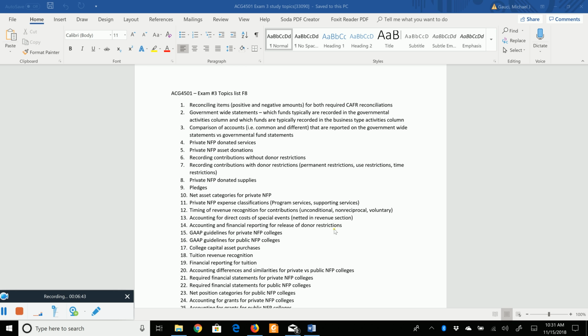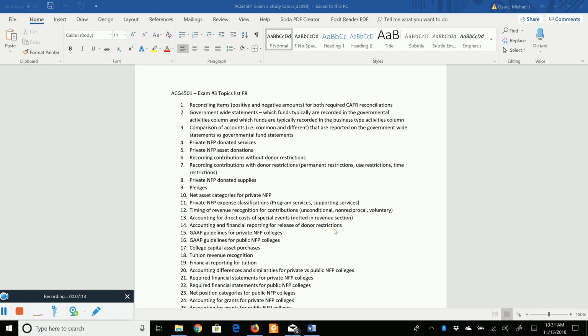Now for the nonprofit stuff. So number 4, we're talking about private nonprofit donated services. Make sure you know the rule for private nonprofit donated services. When is it recorded as a contribution and when is it not? Remember, we have that whole accounting regulation for private nonprofits that says, well, it should be a specialized skill that would have been purchased anyway. If that's the case, we would record a contribution.